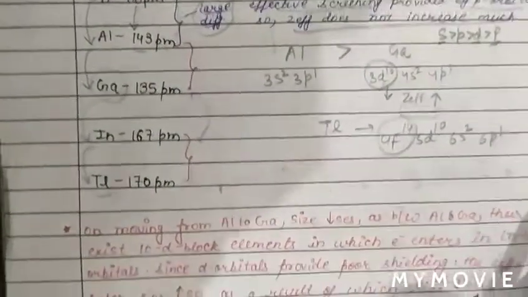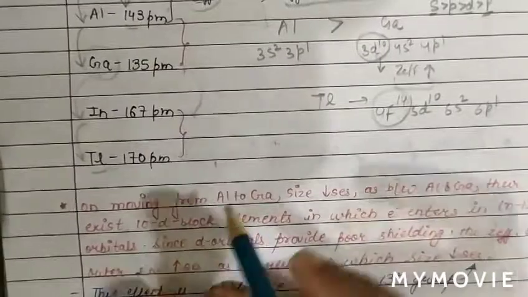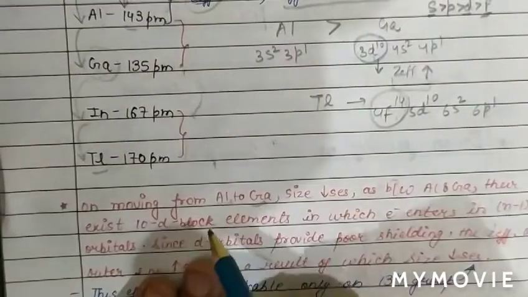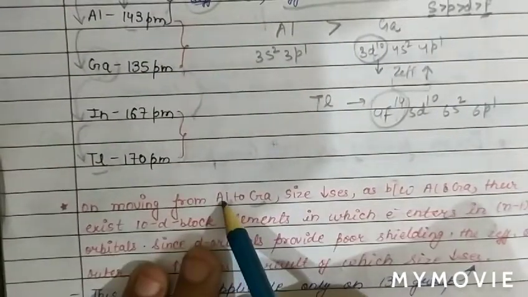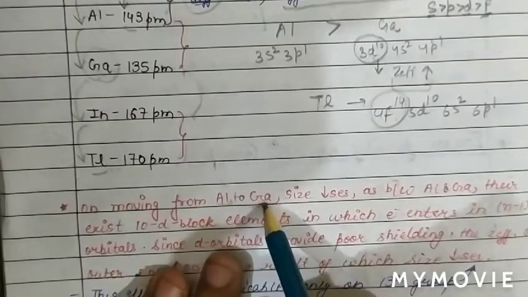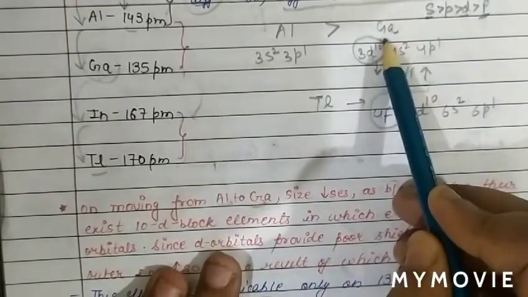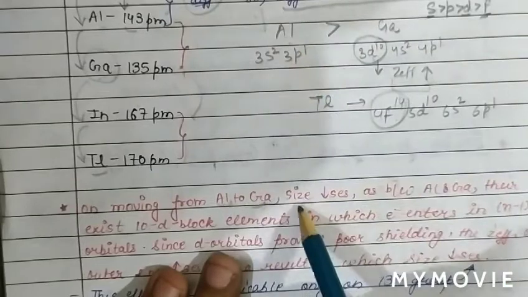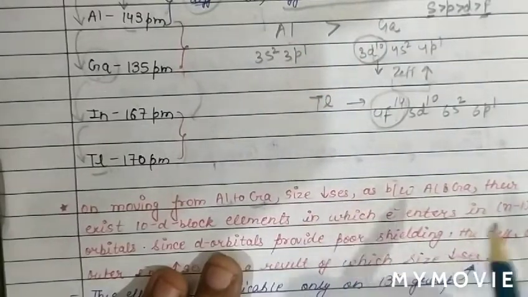So basically when we move from aluminium to gallium, we have seen that the size of gallium is smaller than the size of aluminium. So size decreases. Why does size decrease?